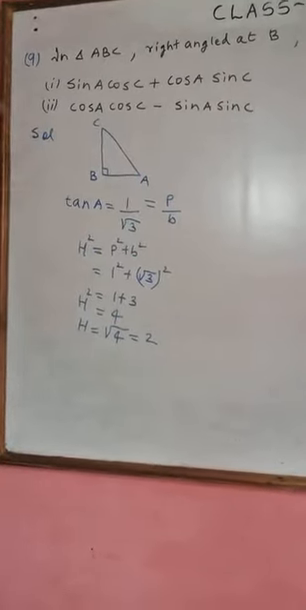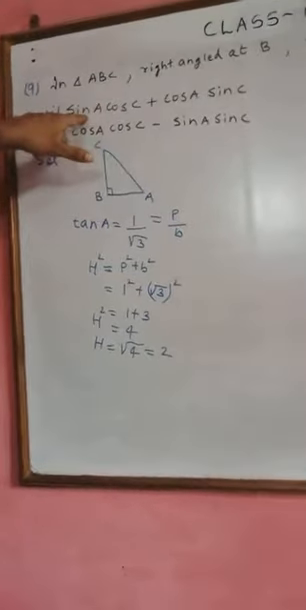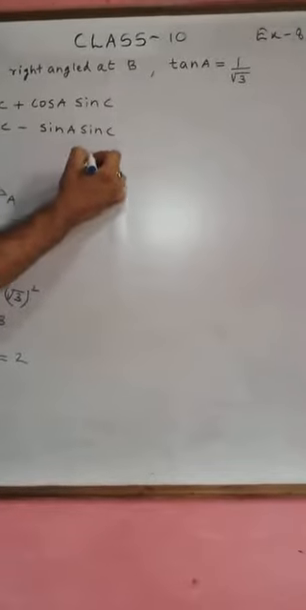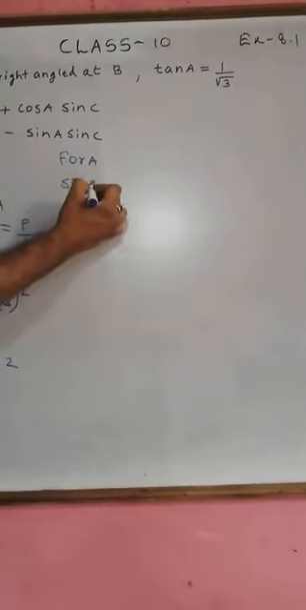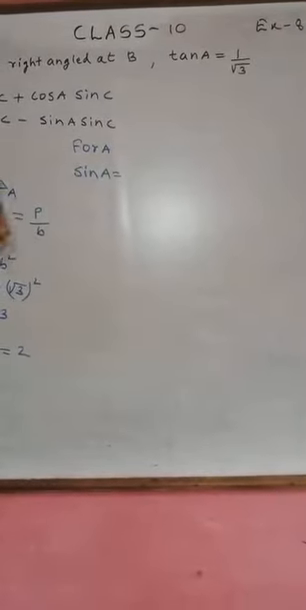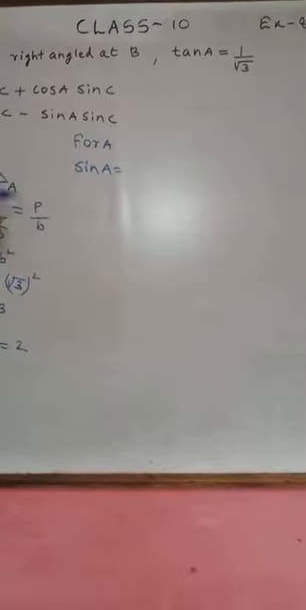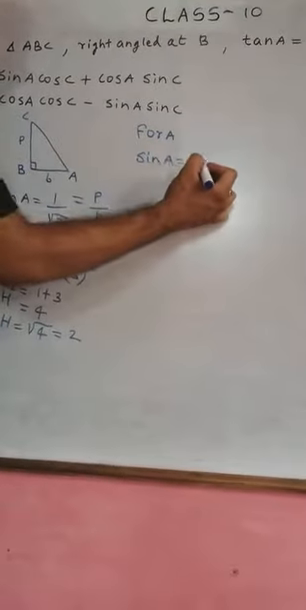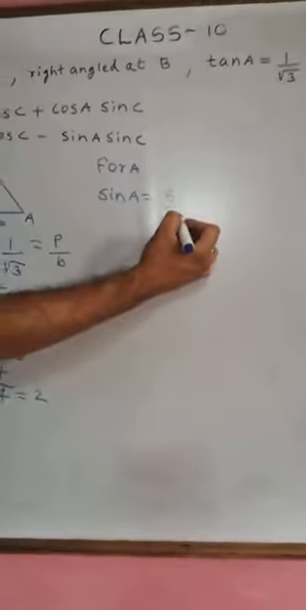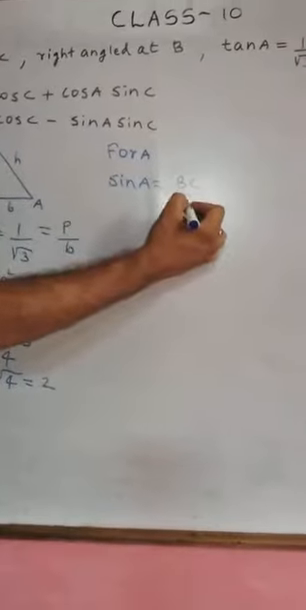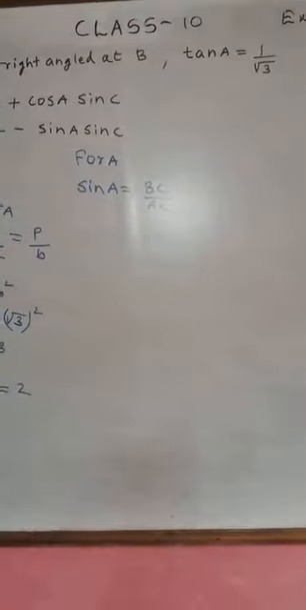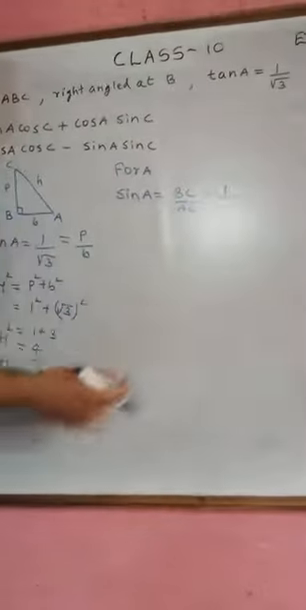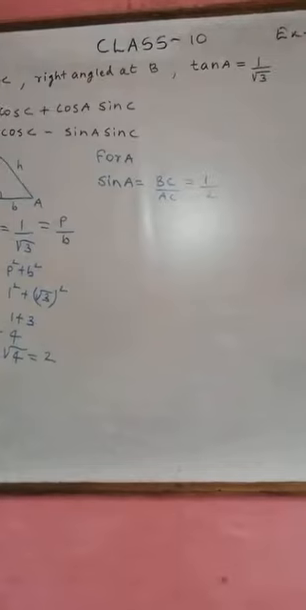Now we will find sin A, sin C, cos A and cos C. First, for angle A. The opposite side of angle A is the perpendicular BC, the base is AB, and the hypotenuse is AC. So sin A equals perpendicular BC upon hypotenuse AC. BC, the perpendicular, is 1, and AC is 2, so sin A is 1 upon 2.